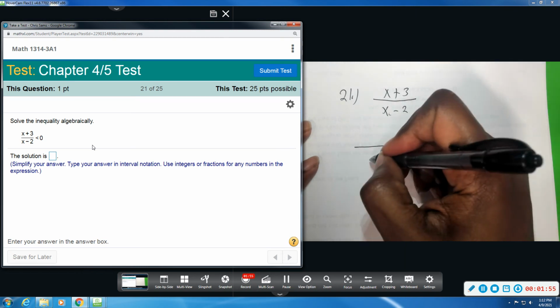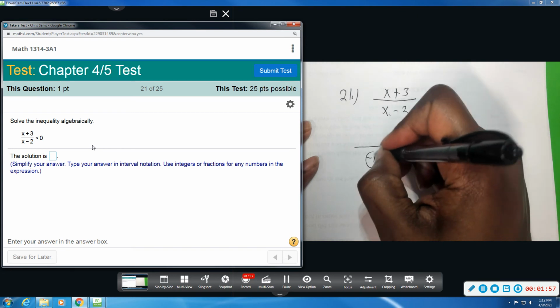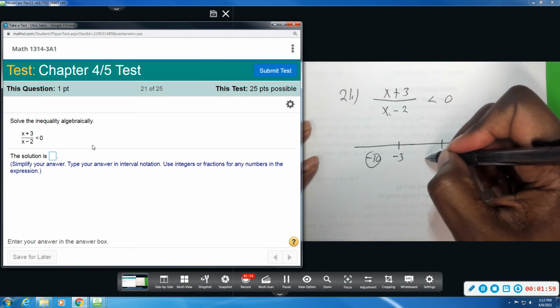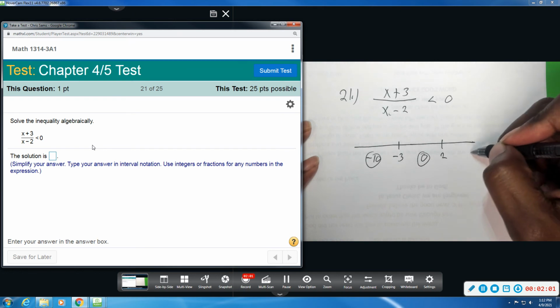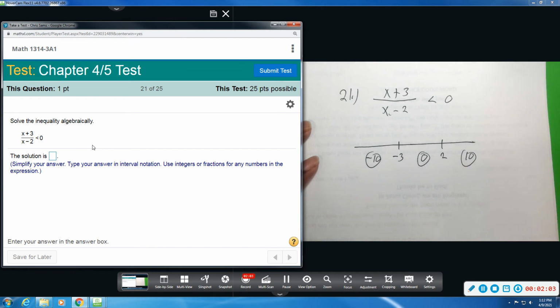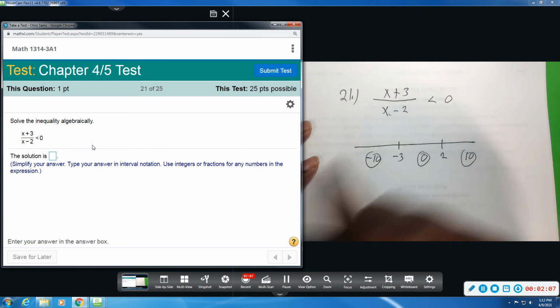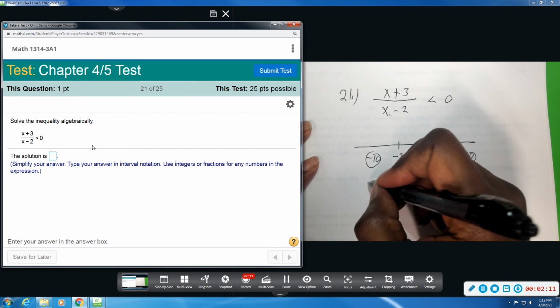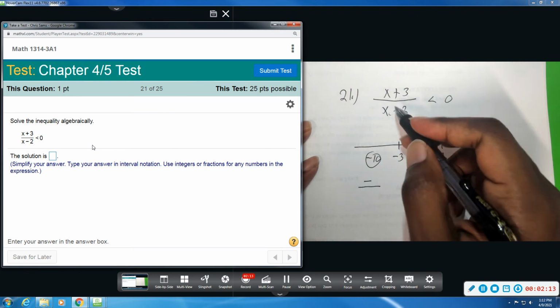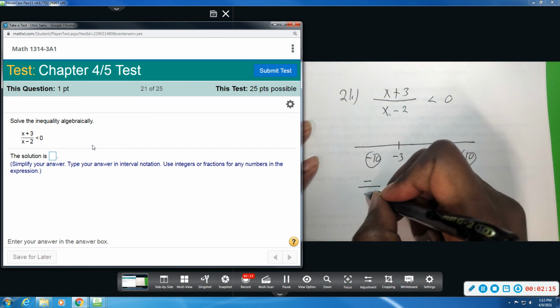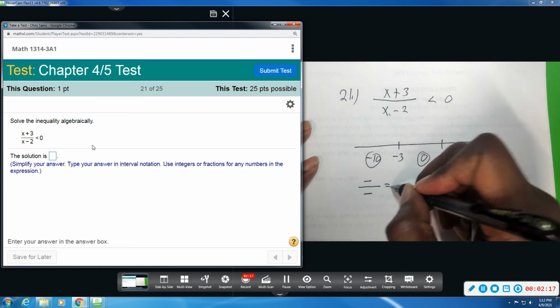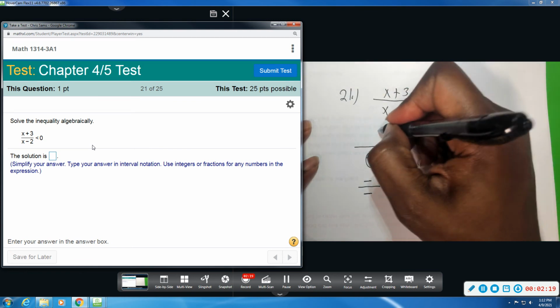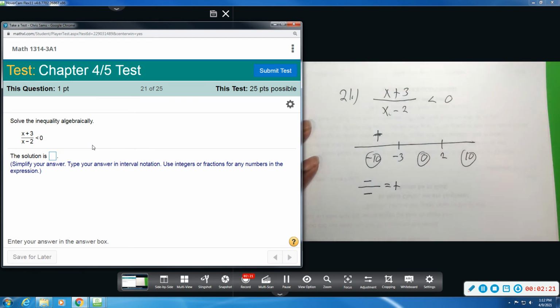All right, the number to the left of negative 3, negative 10. Between negative 3 and 2, 0. And right of 2, I would use a positive 10. All right, so we're going to imagine plugging in these numbers and get the sign. Okay, so if I plug in a negative 10 here, we will get a negative on the top. And I plug in a negative 10, we will get a negative on the bottom. Negative divided by negative is positive. So this section will give me a positive value.